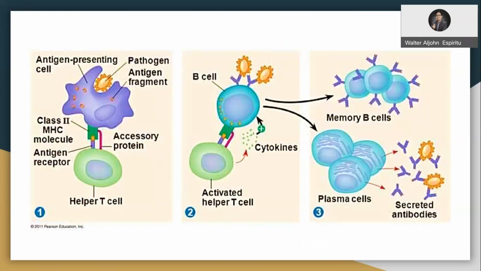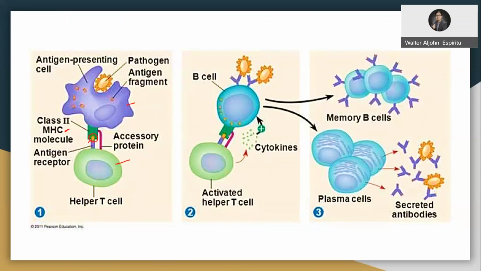So here is another illustration of the interaction between the cells. We have here an antigen presenting cell. We also have here the helper T cell. The interaction is done using the class 2 major histocompatibility complex molecule and an antigen receptor, or the T cell receptor. Here's the antigen that may have come from the pathogen itself. So here, the helper T cell is activated.